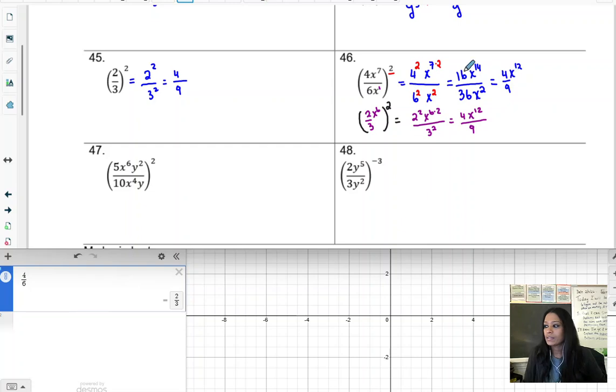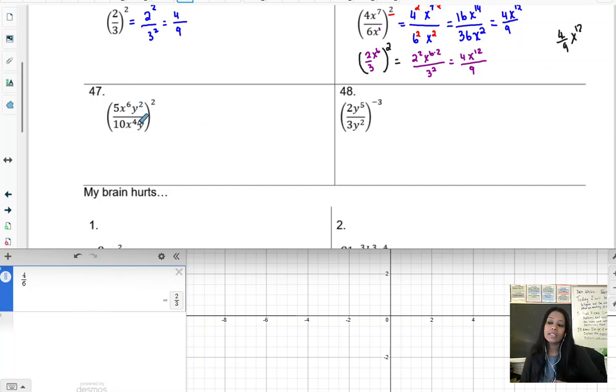Yeah, this one, if you want to just make it like that. I do want to tell you the answer could look like this: 4x squared over 9, or sometimes we just bring the fraction out in the front and then write it like this. Both are fine.